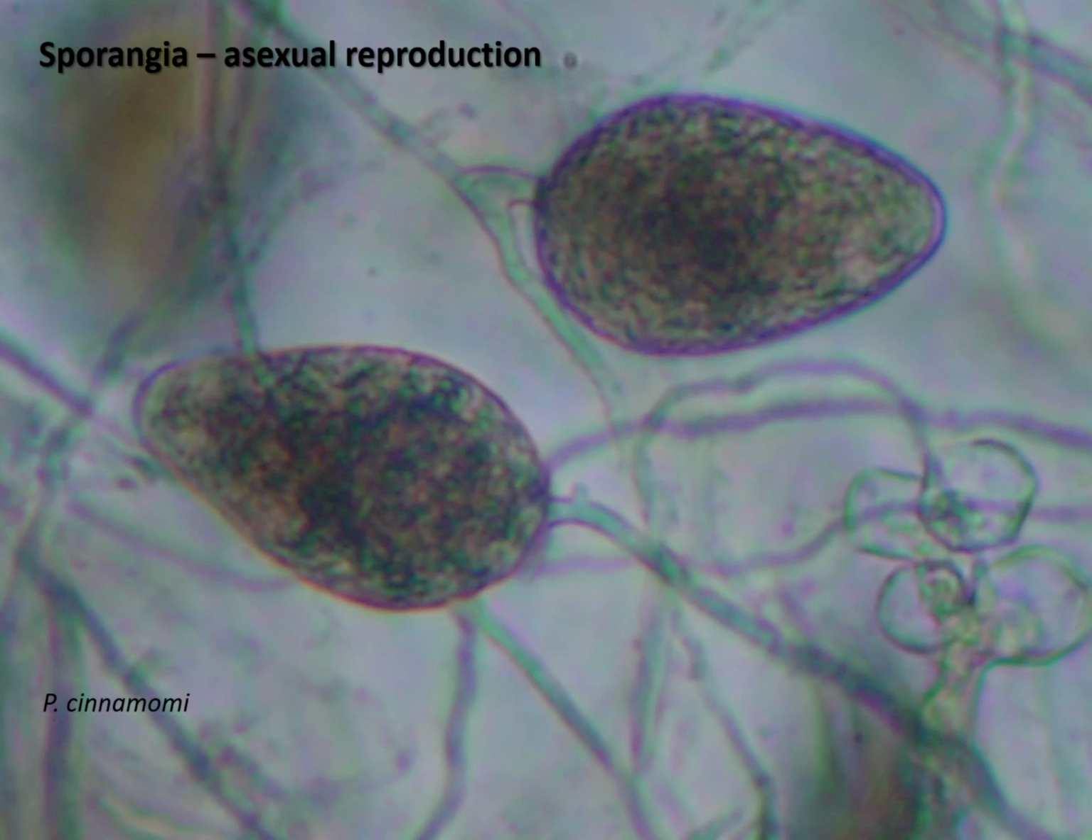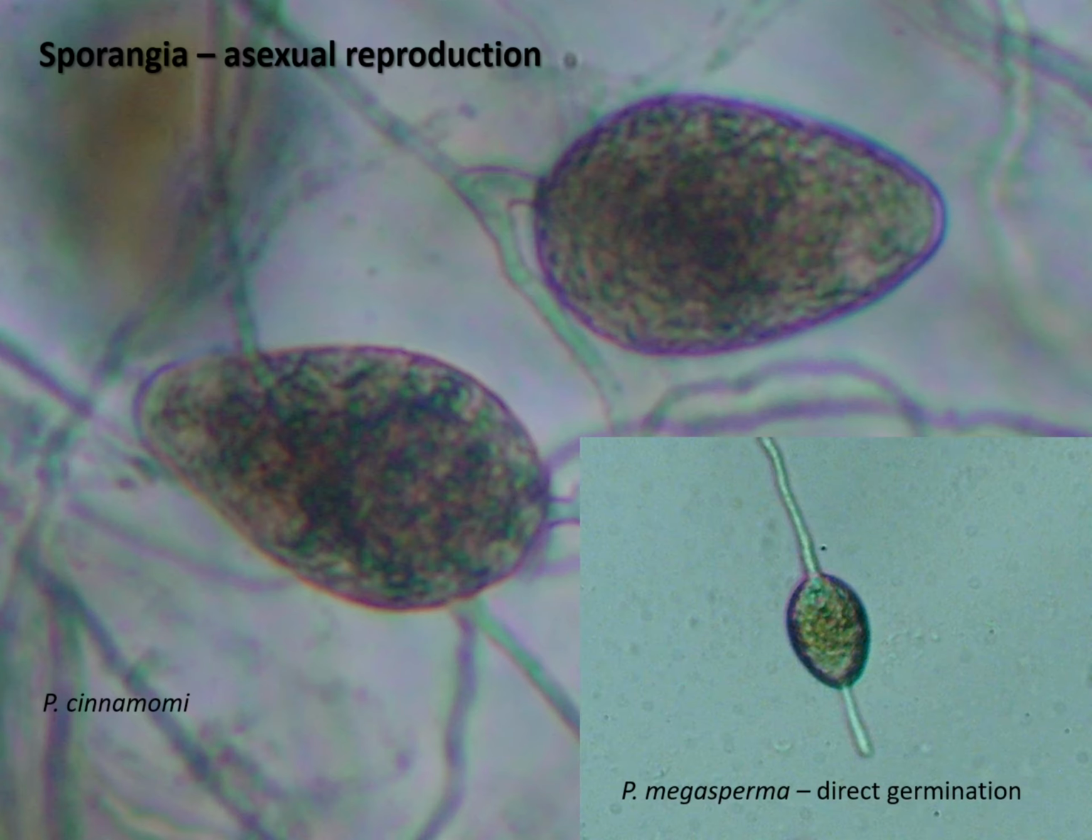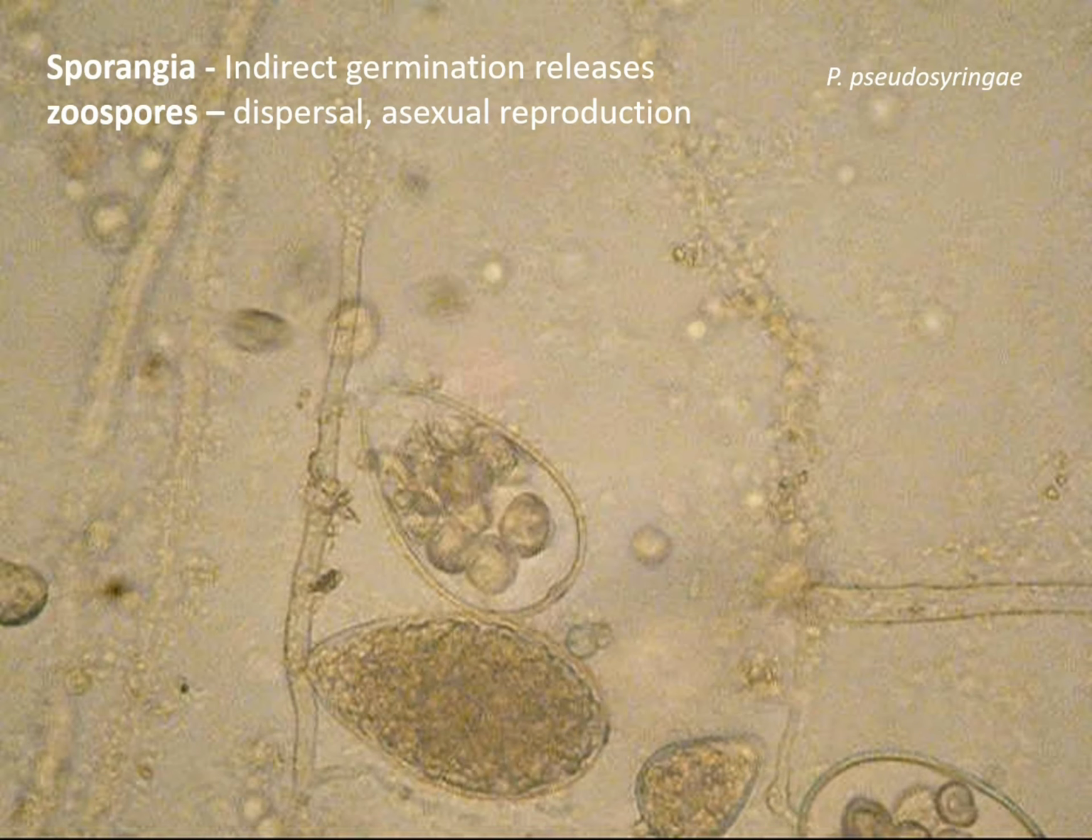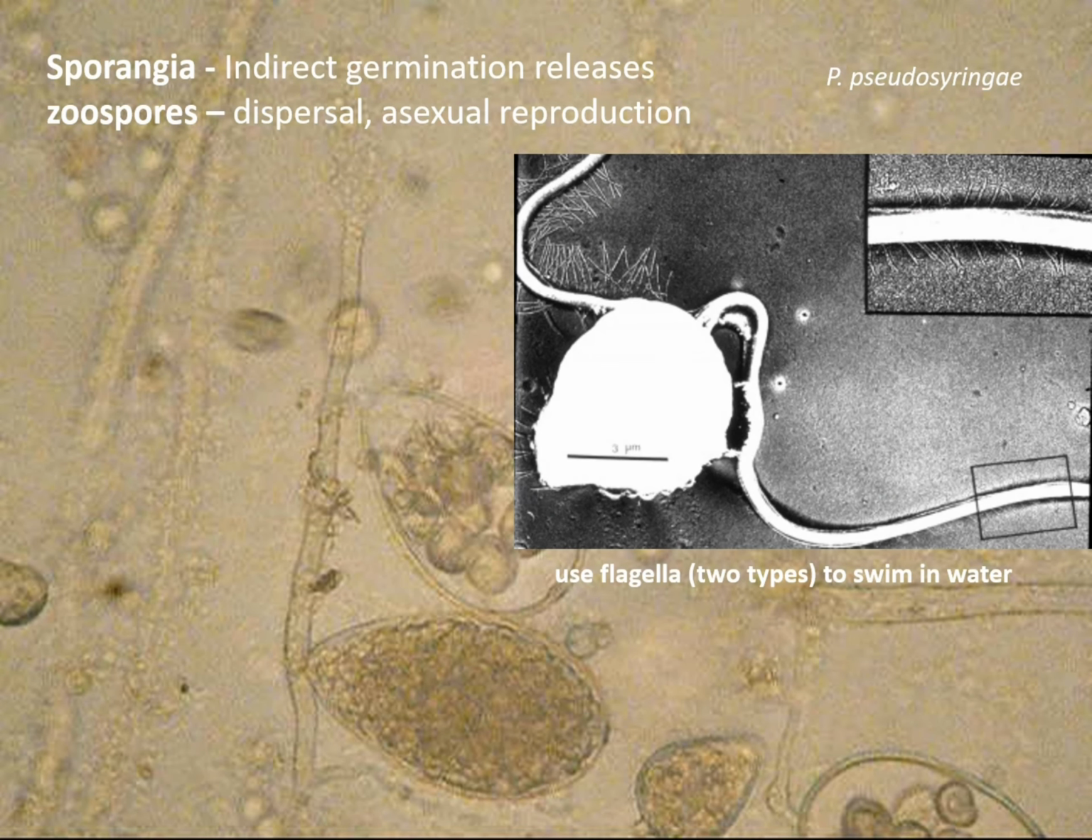Baiting procedures used for Phytophthora revolve around sporangia, an asexual reproductive structure produced by these water molds. These sporangia are produced under moist conditions, and they're capable of just germinating like a spore, shown in the lower right here. When sporangia are in saturated conditions, in free water or in saturated soil, they produce motile zoospores that swim out of the sporangia and actively swim towards host tissues.